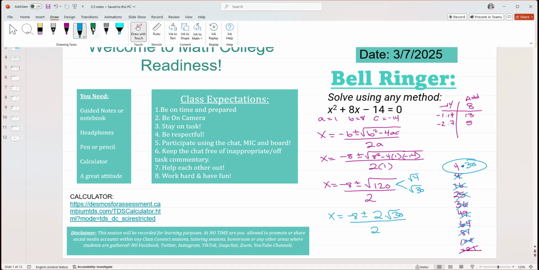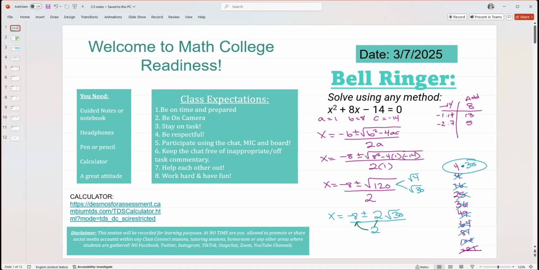So the only thing that we can do now is we can divide these two numbers by 2. We can simplify those. So we got x equals negative 8 divided by 2 is negative 4 plus or minus 2 divided by 2 is 1. So you can write 1 square root of 30, or you can just write the square root of 30. And those are your two solutions. That's it.